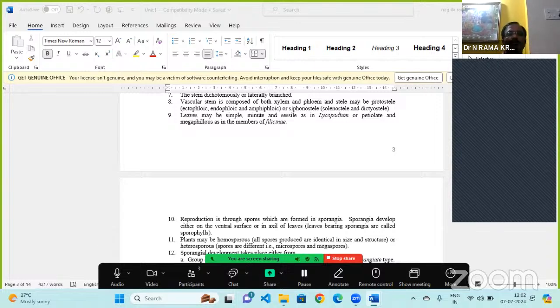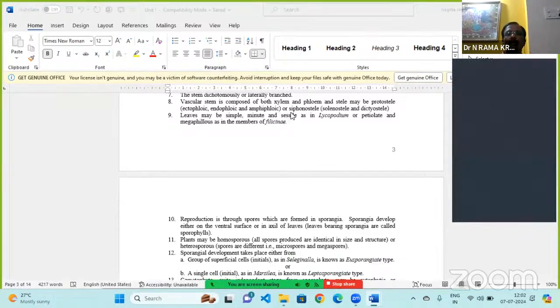Here now you see the vascular systems may be protostele, and the second is siphonostele. Some books give 4 types of protosteles, some give 3 types: actinostele, plectostele, and mixed. The next one is siphonostele, that is solenostele and dictyostele. We will discuss later what the stele is.